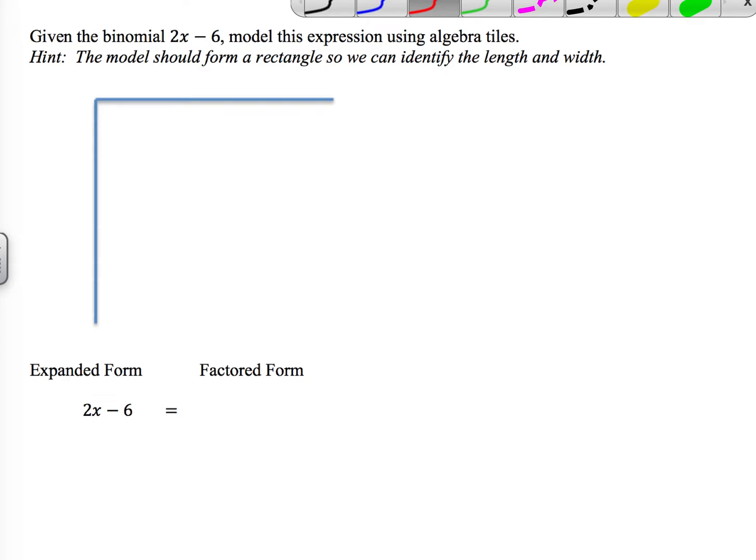Oh, I know, I said algebra tiles were gone. We're not going to pull out the tiles this time. We're just going to go ahead and try to envision or sketch them in. So we have a binomial 2x minus 6, and we're going to model it using algebra tiles.